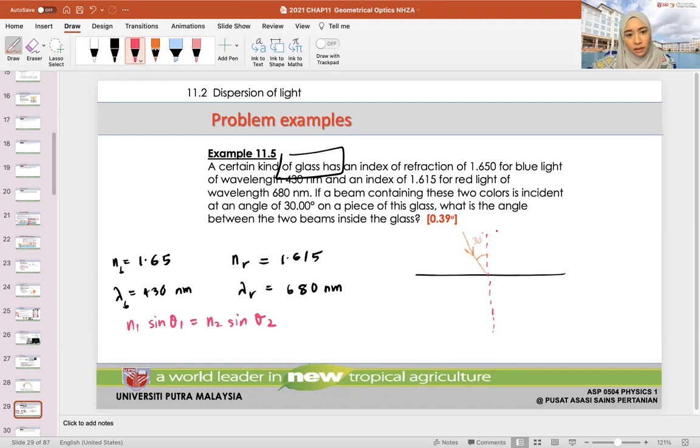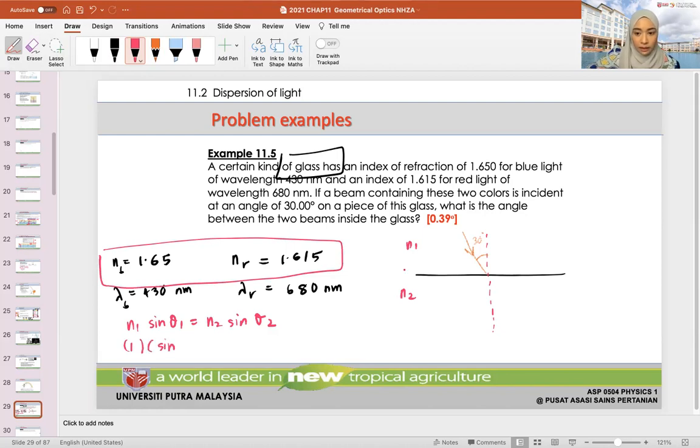So it didn't say what this N1 is. We know what our N2 is. These are our N2s, right? Because this is our glass. What is our N1? We're going to assume it's air, okay? So this is going to be 1.